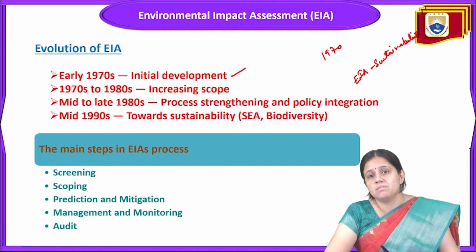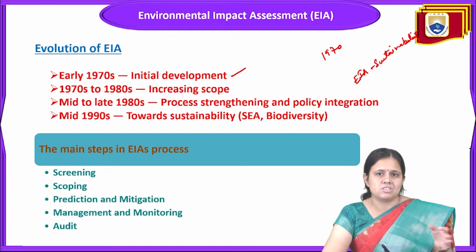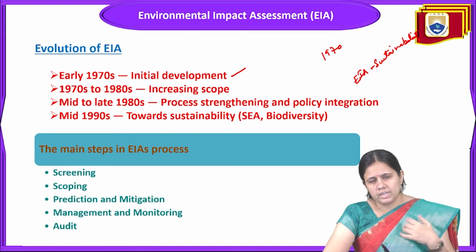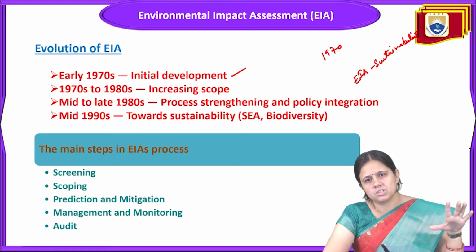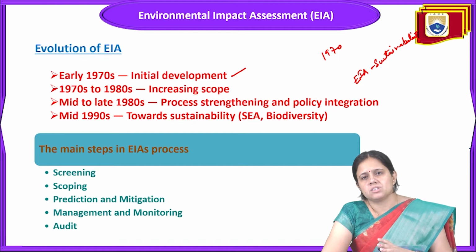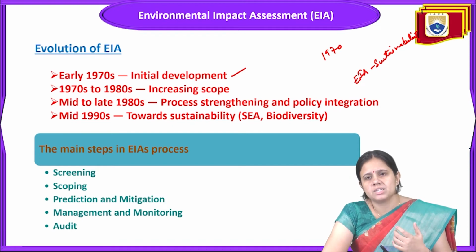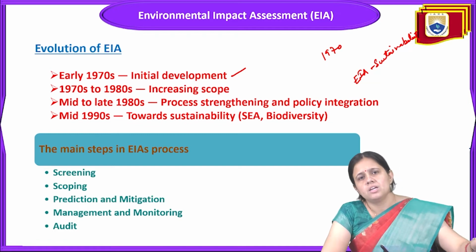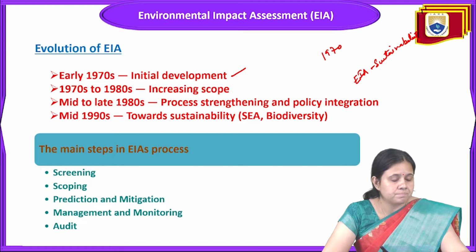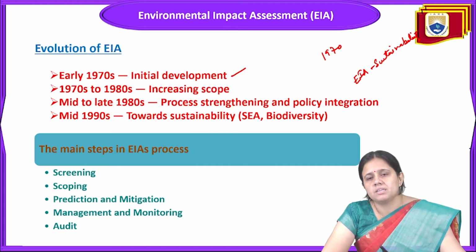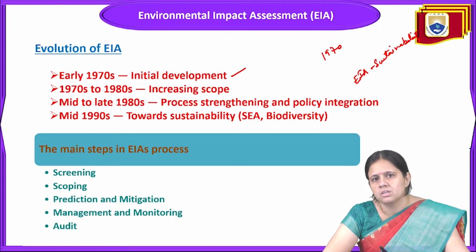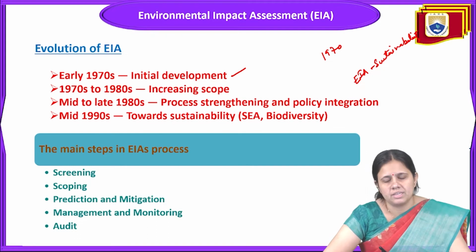What are the main steps involved in the process of EIA? First one is the screening. Screening is done at the very initial stage. Then scoping of the project, meaning what the scope of the project is, which area that project will cover. And then prediction and mitigation, meaning prediction related to the project, and mitigation, like what we can do, what necessary steps we can take to minimize the loss or to minimize its effect. And then management and monitoring of the project, and in the last, auditing of the project, the environmental audit of the project. So this is all about the main steps of the EIA process.